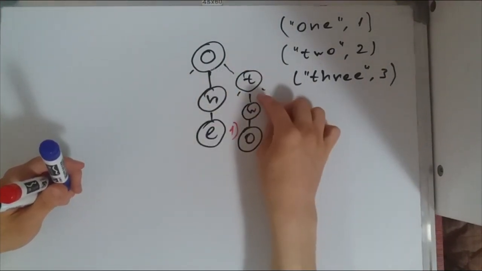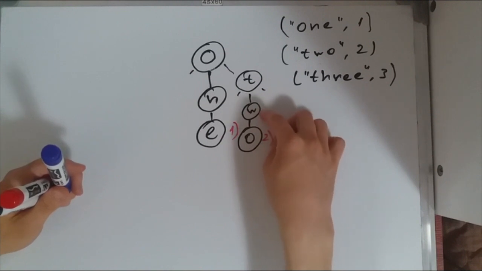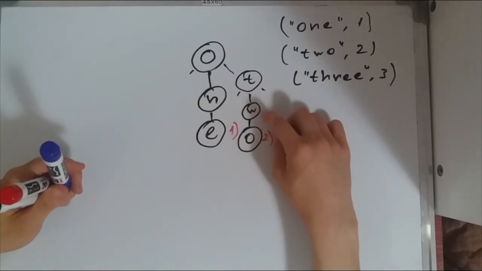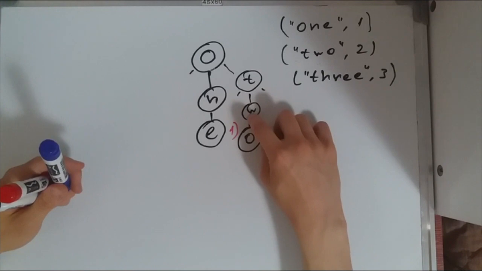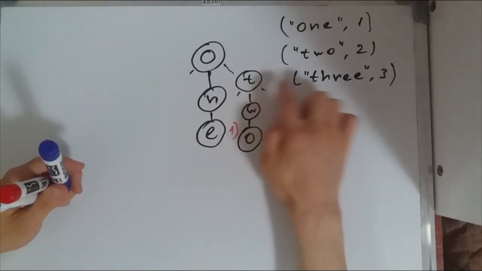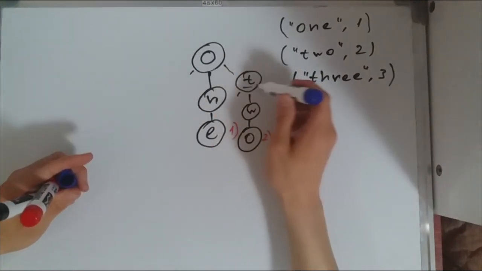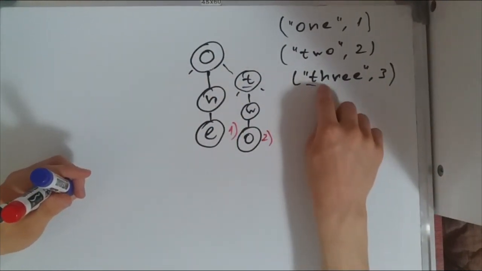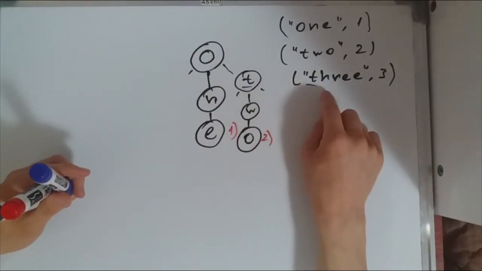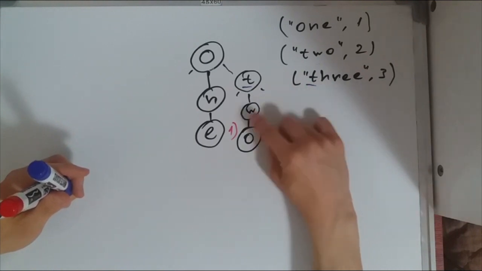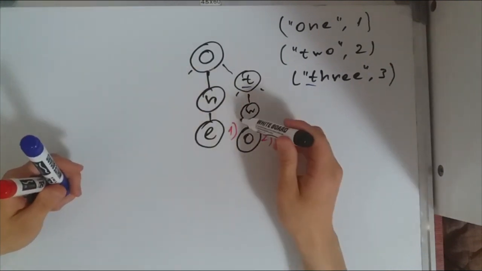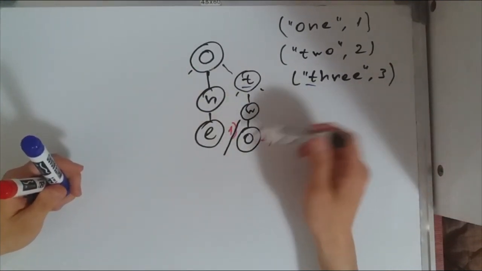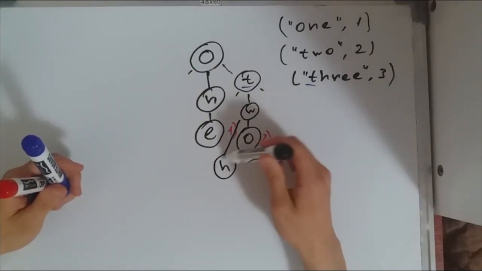need to go down here, and here we need to compare W with H. So we found these letters to match, and now we need to proceed to H and here to W. We are comparing them, and H is less than W. Because of that, we move to the left.